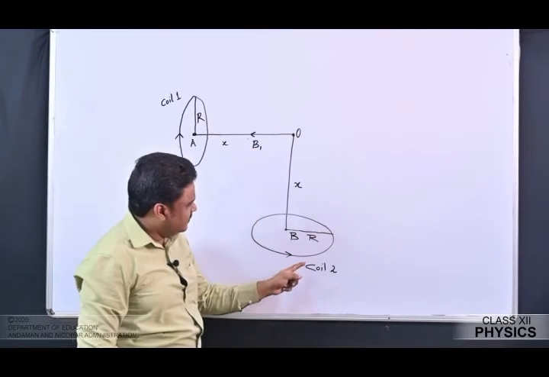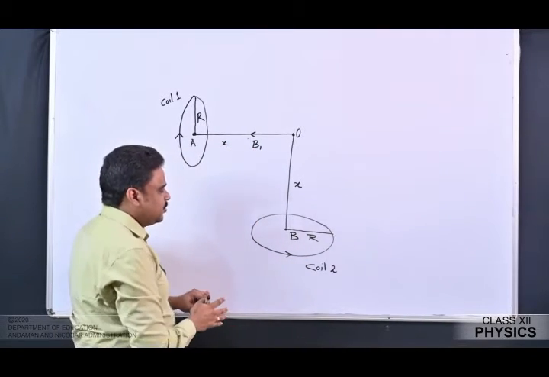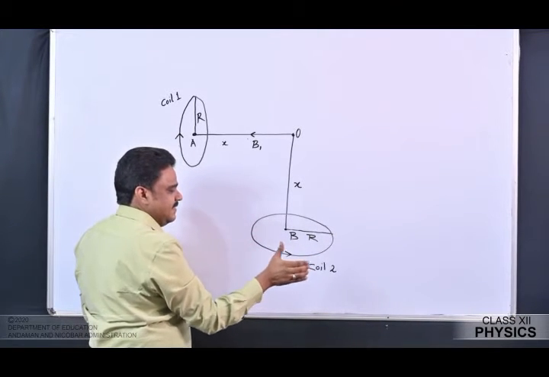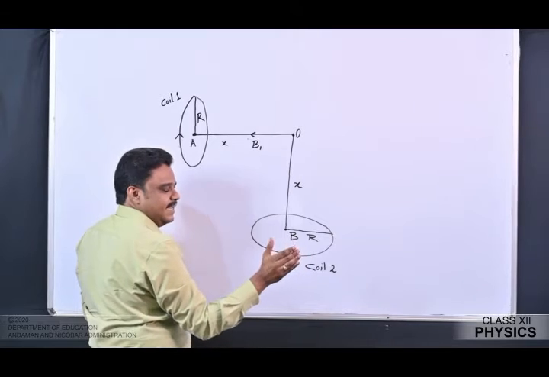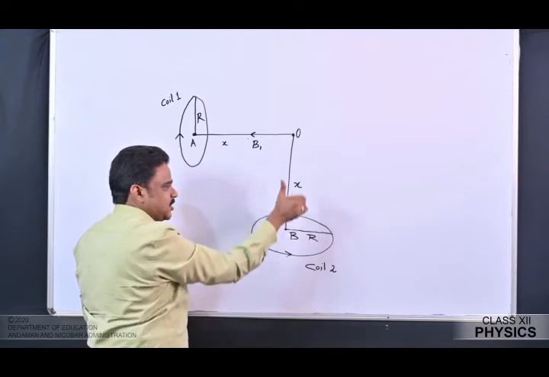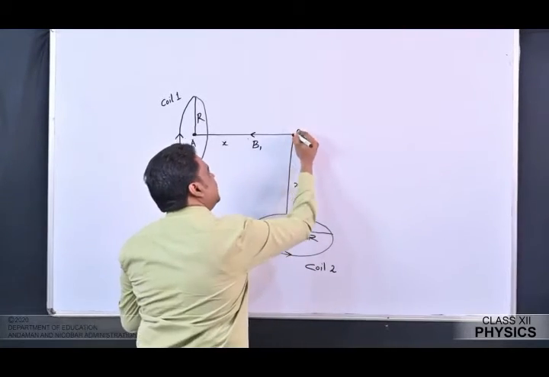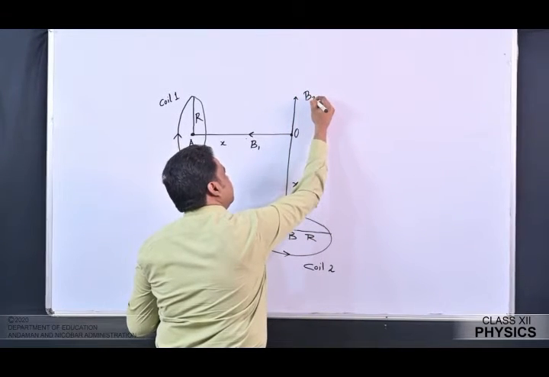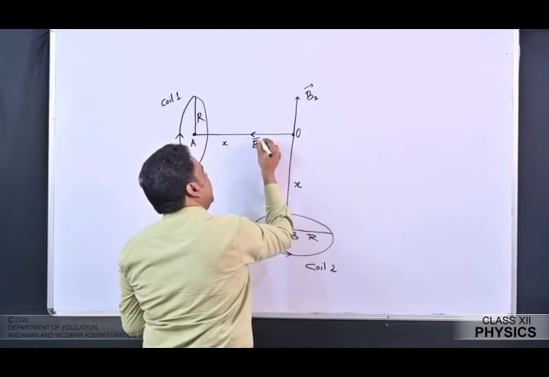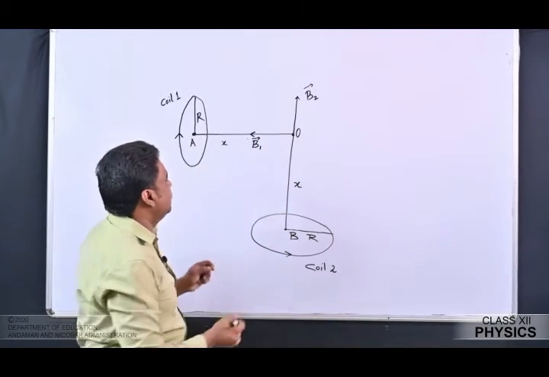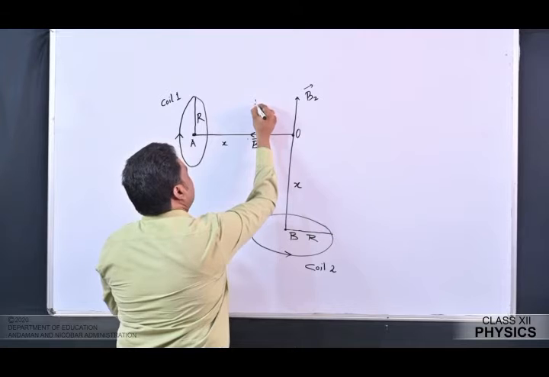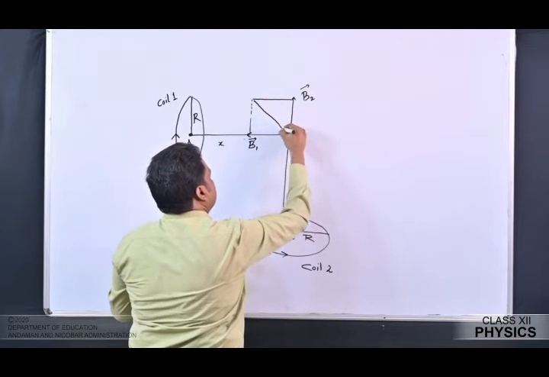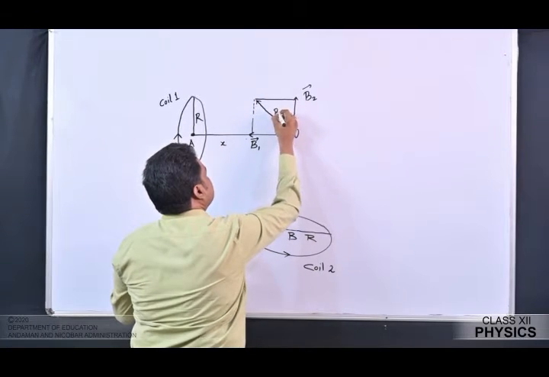Similarly, you check the same rule for coil 2. You are able to see this is in the plane. You can see very clearly the current is flowing as per the fingers. The thumb will indicate the direction of the magnetic field. So you are able to see it will be upwards, and I'm going to mark this as the direction of B2. So this is the B1 vector and B2 vector, and you know how to get the resultant from the parallelogram law. The diagonal will represent the resultant magnetic field. Then I'm going to mark it as the B vector.